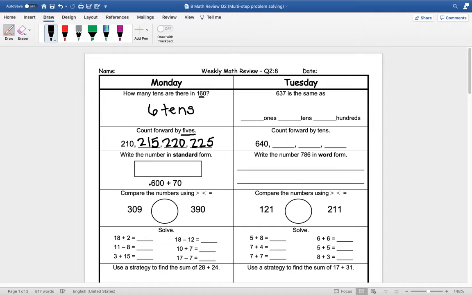Write the number in standard form. 600 plus 70 would be 670, and then we would put our 0 to hold our ones place value.